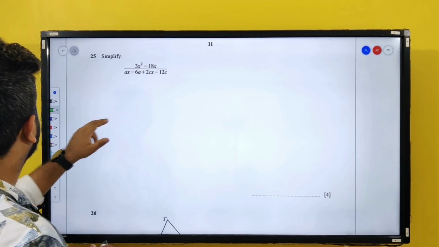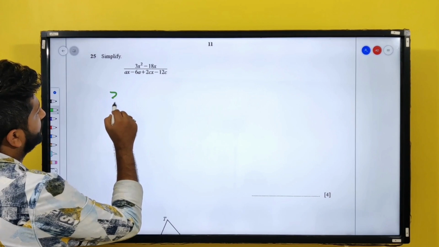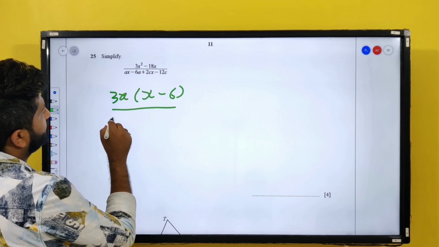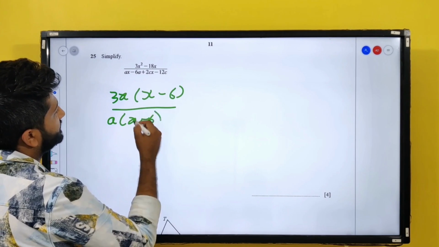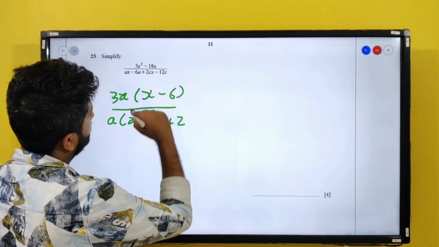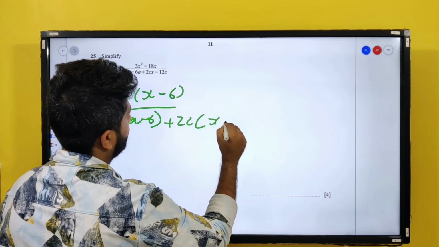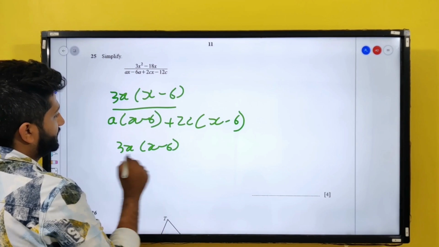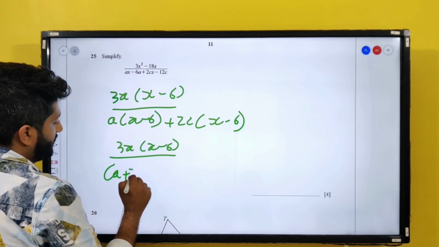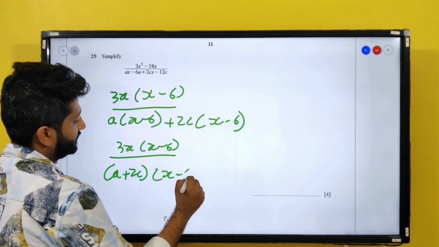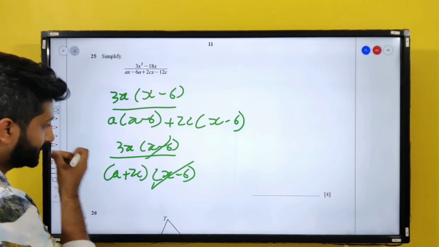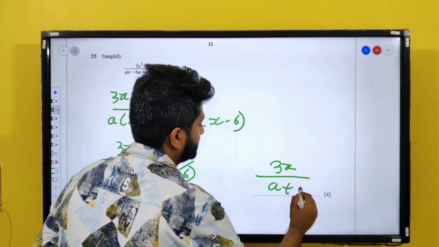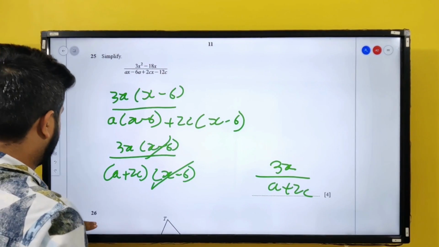25, simplify. Here you can take 3x common, x minus 6. From the first two terms, let's say a common, I have x minus 6, plus 2c common, you have x minus 6. So 3x, x minus 6 upon a plus 2c into x minus 6. The x minus 6 and x minus 6 cancel. You will be left with 3x upon a plus 2c.